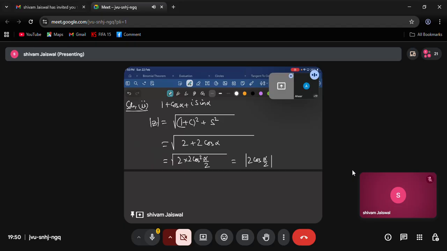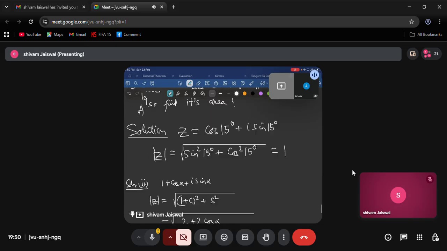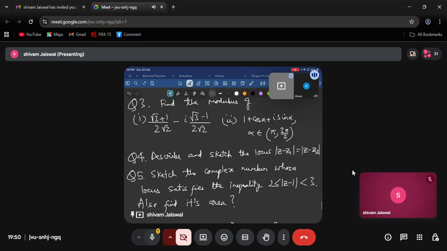I have currently taken a mod of 2 cos alpha by 2. Now we need to understand where alpha lies, because if cos alpha by 2 is negative, it will open with a negative sign. If it is positive, it will open with a positive sign. So alpha lies between pi and 3 pi by 2.